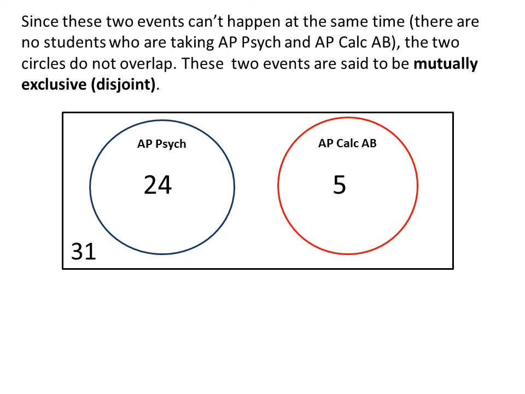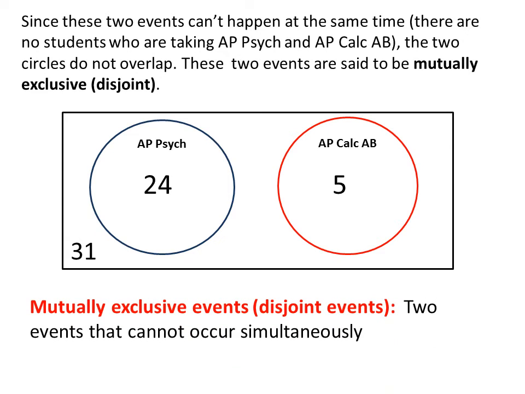Since these two events can't happen at the same time, since there are no students who are taking both AP Psych and AP Calc AB, the two circles do not overlap. These two events are said to be mutually exclusive. Another name for this is called disjoint. So mutually exclusive events, or disjoint events, are two events that cannot occur simultaneously.